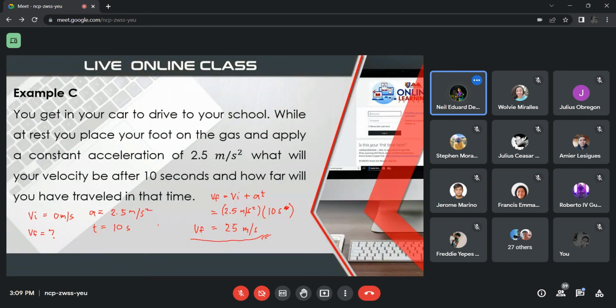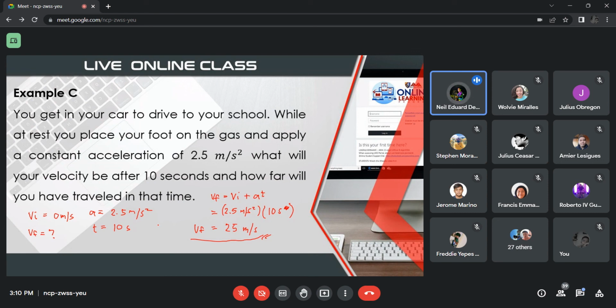So after 10 seconds, we have traveled 125 meters. By that time, what is our VF again? 25 meters per second, sir. So our velocity after 10 seconds is 25 meters per second, and the distance we travel would be 125 meters. So Miralles and Lisigues are exempted from the activity, or the homework.